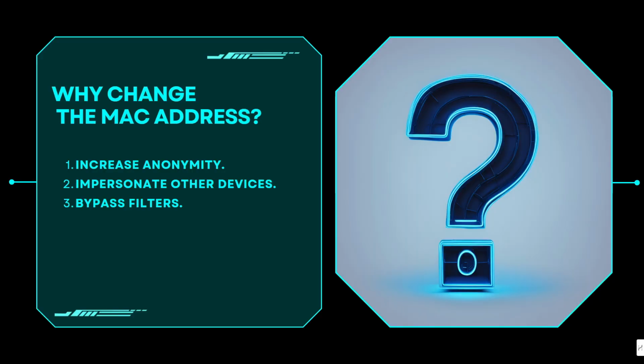Since the MAC address is unique to each device, changing it can help you to stay anonymous on the network. For example, some networks only allow specific devices to connect based on their MAC addresses. By changing your MAC address, you can pretend to be a different device, bypass filters, or hide your real identity.